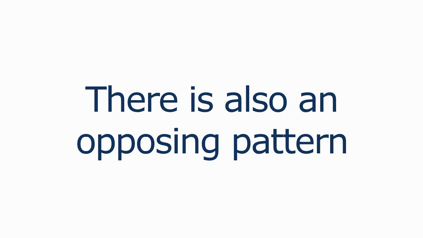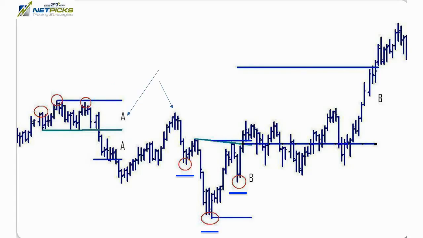There is also an opposing pattern called the inverse head and shoulders pattern that signals a reversal from a downtrend to an uptrend, and you can even see alternating patterns within a larger time frame consolidation. Now here we have a head and shoulders pattern that is broken to the downside and gives us a target A once the neckline is broken.